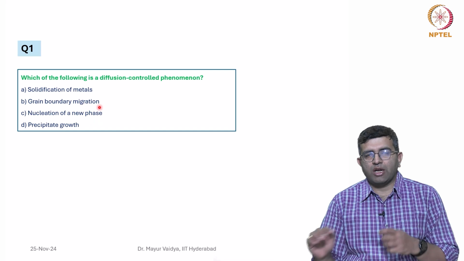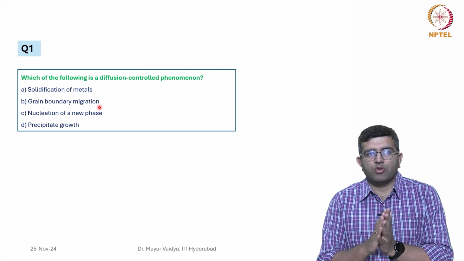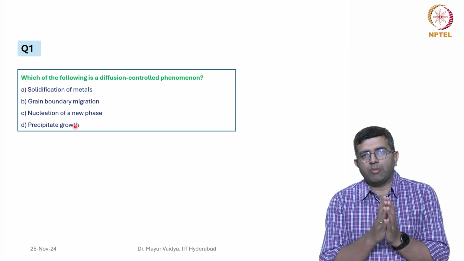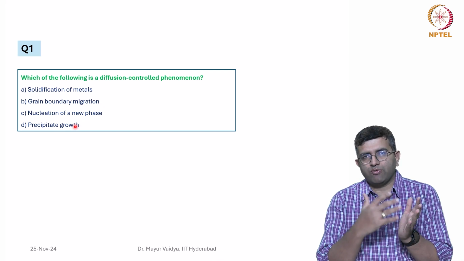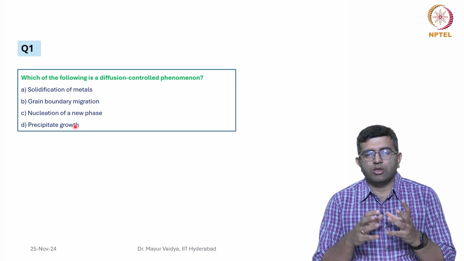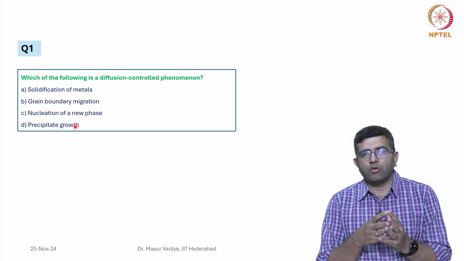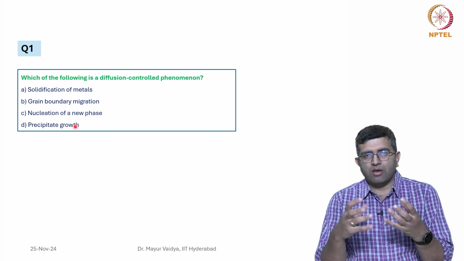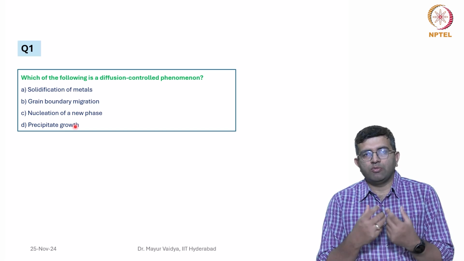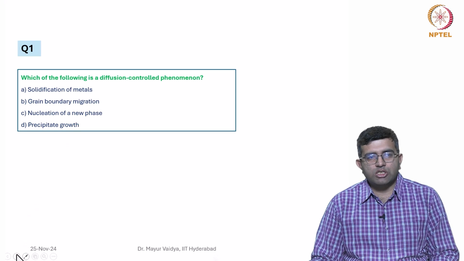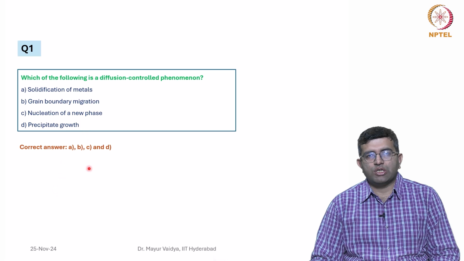Similarly, migration of a grain boundary requires transport across the boundaries, and the growth of the precipitate also. If you have some exposure to physical metallurgy or phase transformations, you will know that diffusion is involved in the kinetics of precipitate growth. So for this question, all the answers are correct. All of them are diffusion controlled phenomena.